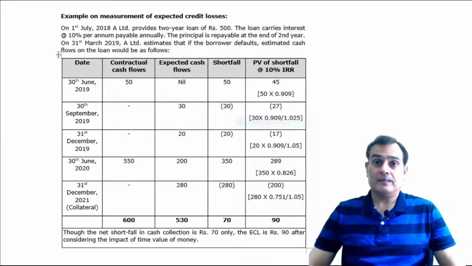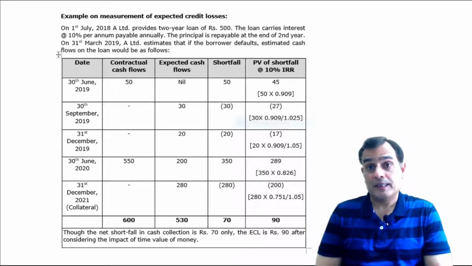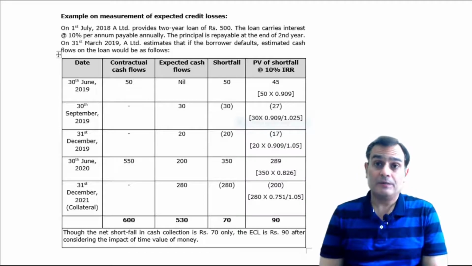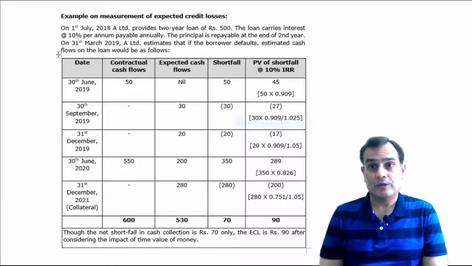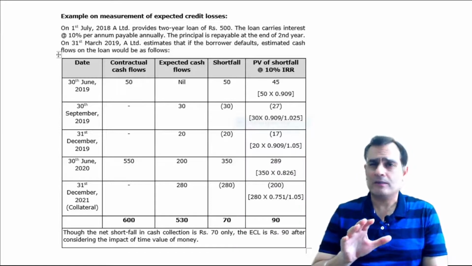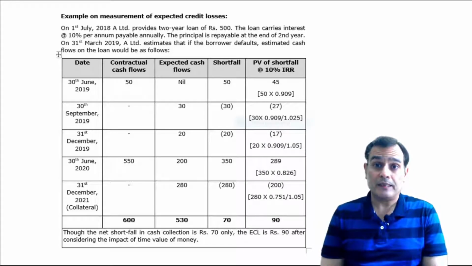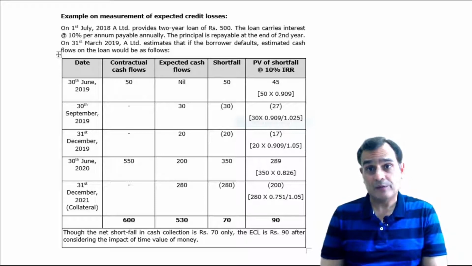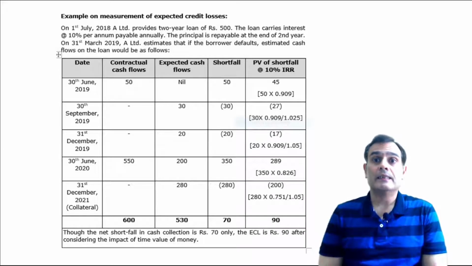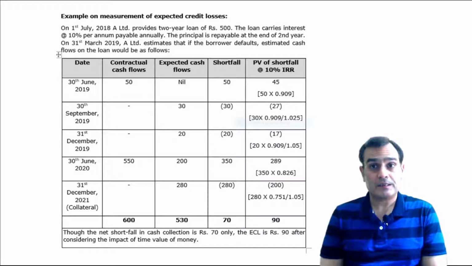Now, the example gives us that on the 1st of July 2018, A Limited provides a 2-year loan of 500. We've kept the figure small just for convenience. Then it says the loan carries interest at the rate of 10% per annum, which is payable annually. The principal is repayable at the end of the second year, and on 31st March 2019, which is the balance sheet date, the company A Limited estimates that if the borrower defaults, the estimated cash flows of the loan would be as under.